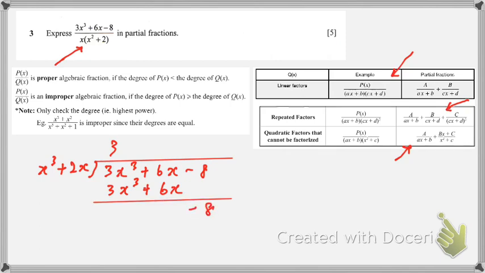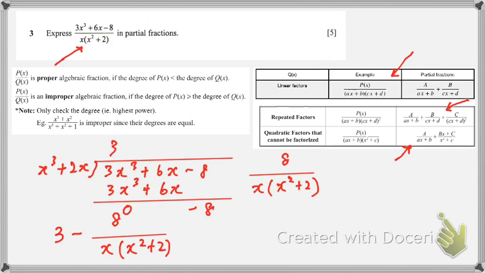And if we subtract, we get a 0 here. And if we bring down minus 8, that will be our remainder. So we can rewrite the expression as 3 minus 8 over x(x squared plus 2).